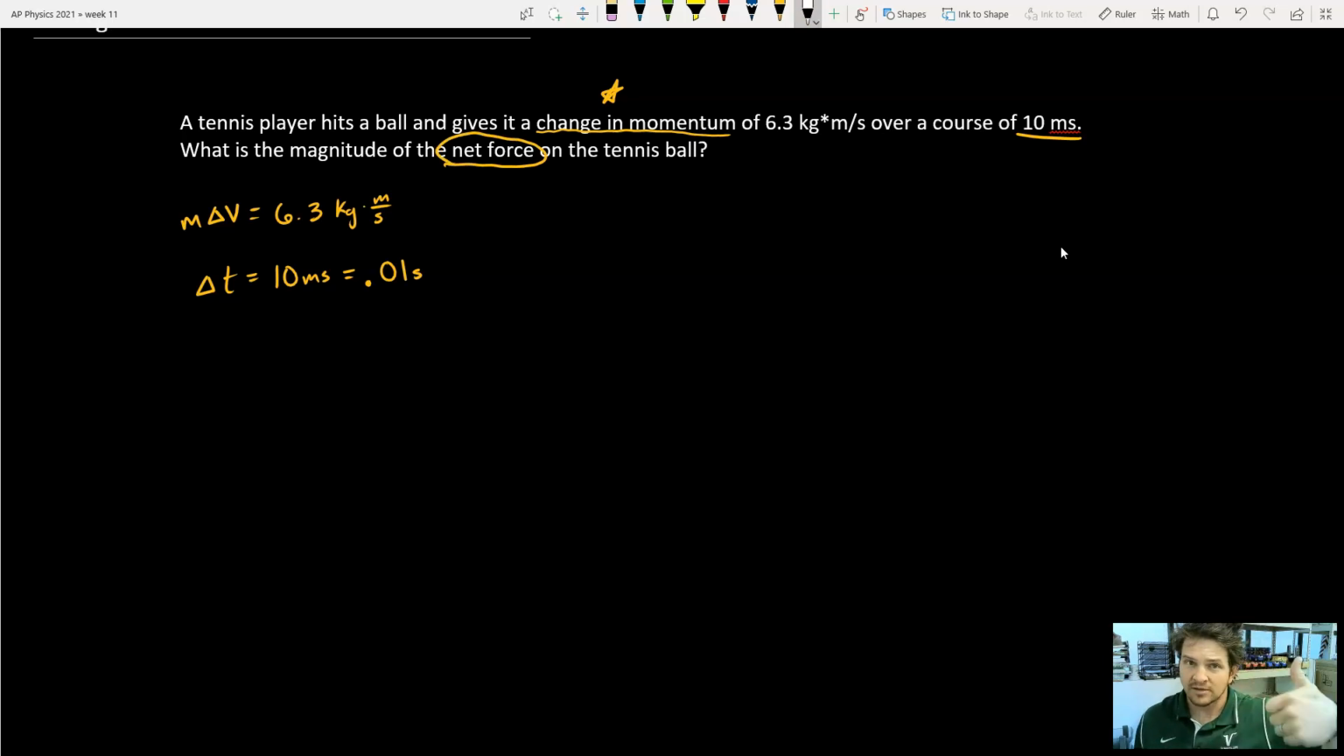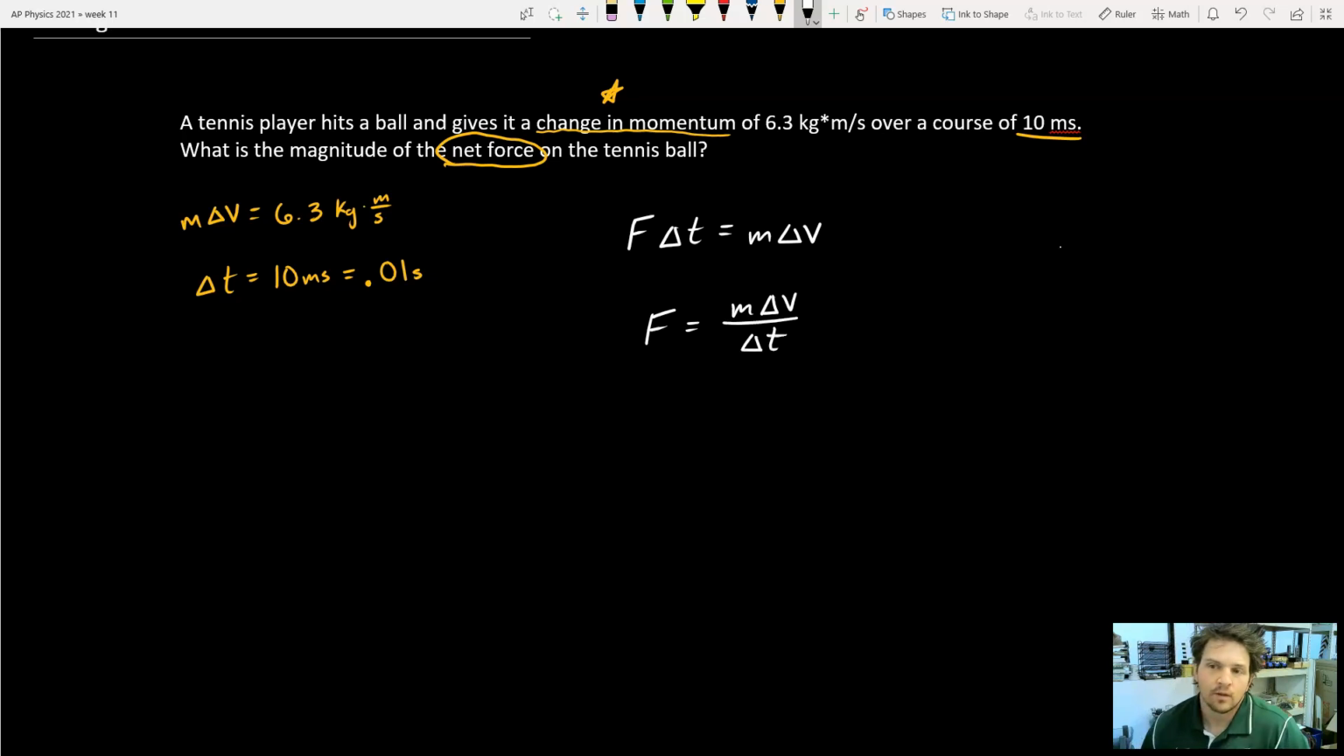So I got momentums, times, forces. I'm thinking momentum impulse theorem. So I'm going to start with my momentum impulse theorem. Impulse is equal to change in momentum. And I'm being asked to solve for net force. So I'm going to rearrange this and just have it equal to force. There we go. And now we have everything. Now we can plug and chug, right? We know the change in momentum is 6.3 kilogram meters per second. We know the time is 0.01 seconds.